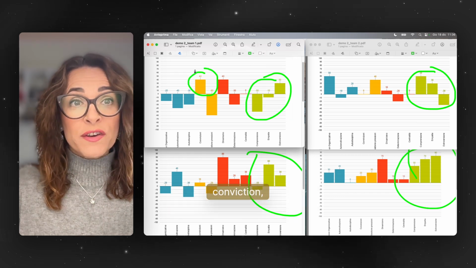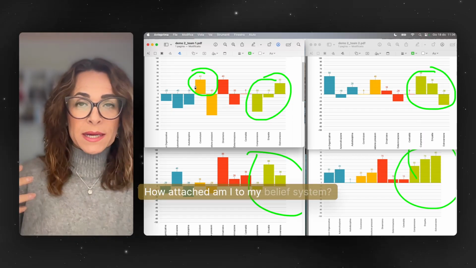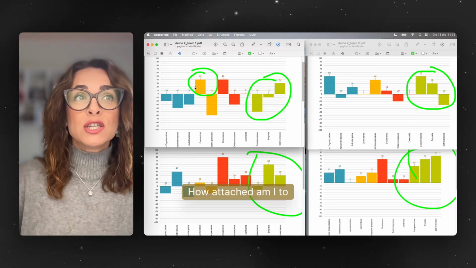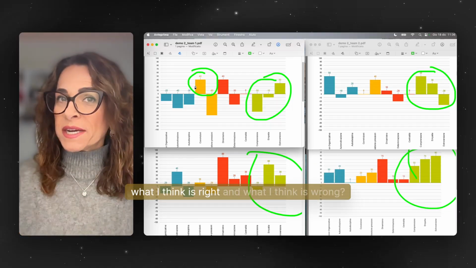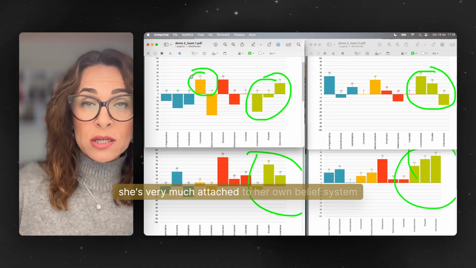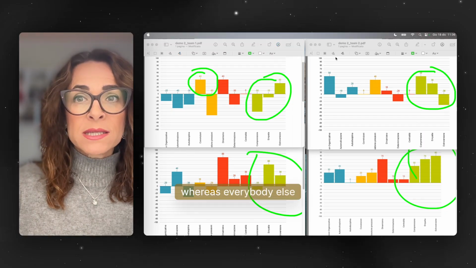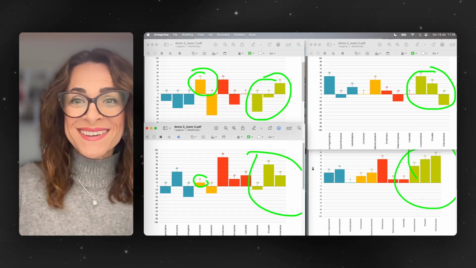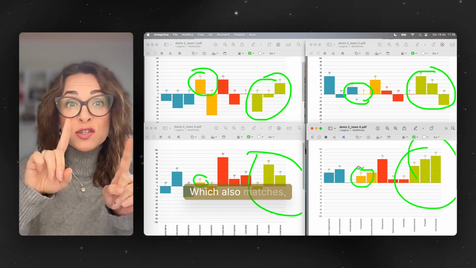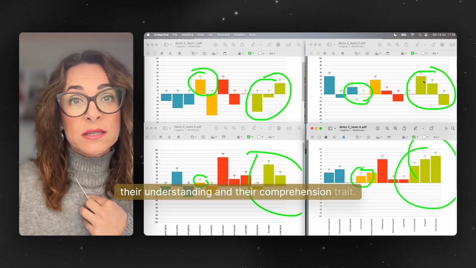Here we have conviction, the conviction behavior. So how attached am I to my belief system? How attached am I to my opinions? How attached am I to what I think is right and what I think is wrong? She's very much attached to her own belief system and to her own opinion, whereas everybody else is rather open to a conversation, which also matches their understanding and comprehension trait.